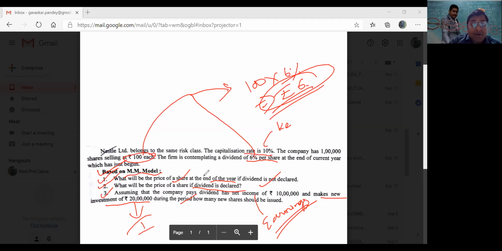Clear? First, what will be the price of the share at the end of the year if dividend is not declared? Secondly, what will be the price of a share if dividend is declared? And lastly, assuming the company pays dividend, has net income of 10 lakhs and makes new investment of 20 lakhs, how many new shares should be issued? The net income is given and I have told you the formula. So this is your question.